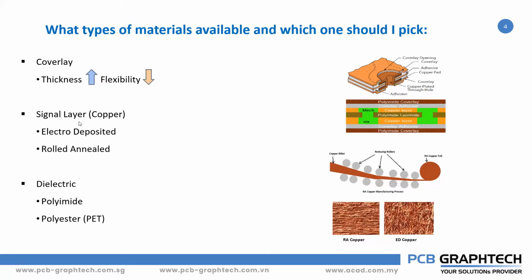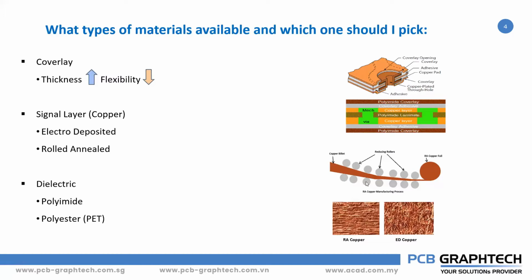Then coming to the signal layer. Okay, signal layer is nothing but the copper layer. For the copper layer, there are two types of copper you can use. One is electro-deposited copper, then the rolled annealed copper. So you can use these two coppers in your flex design. Normally if you use a standard copper instead of these two in your flex design, what will happen? When you try to bend, it will break. Okay, so we don't use the normal copper. Instead, we can go for rolled annealed copper.